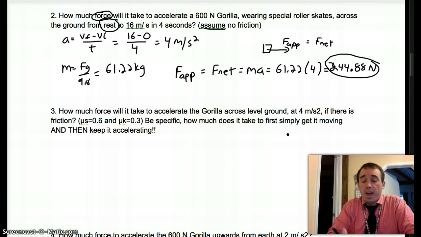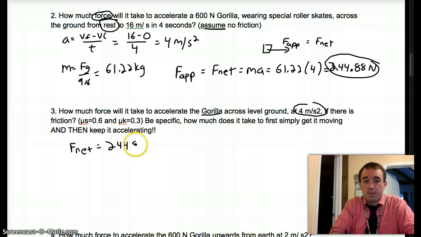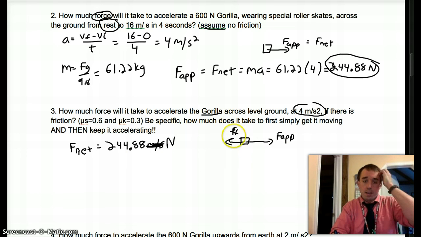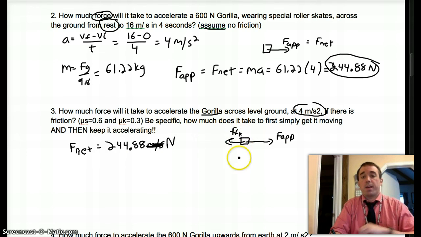For number 3, we have the same acceleration, 4 meters per second squared, with the same gorilla, so our net force is not going to change. We have the same mass, the same acceleration, so I don't have to go through those steps again. Still 244.88 newtons. But this time there is friction, so we have to figure out how that plays into the factor. We still know that our gorilla, through our applied force, has a net force of 244.88 to the right, but now we have to take into account friction. And in this case, ultimately it'll be Ffk we have to deal with.